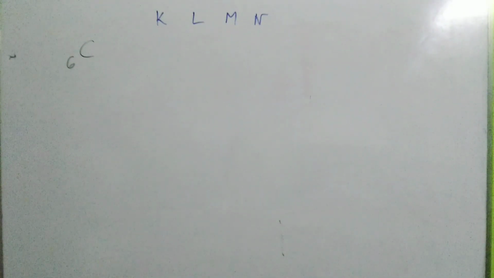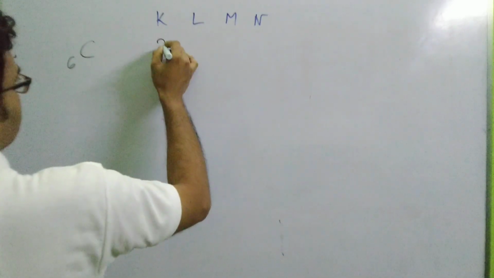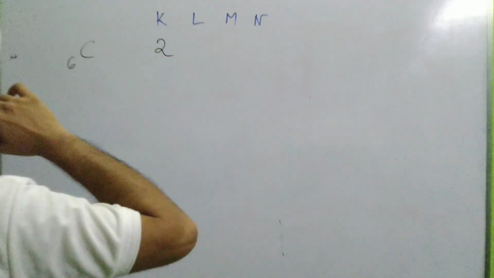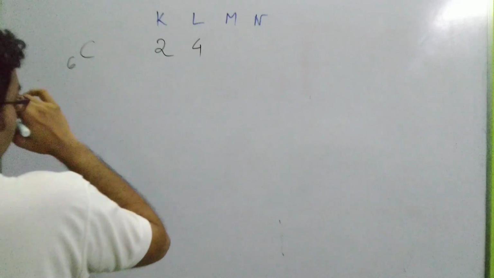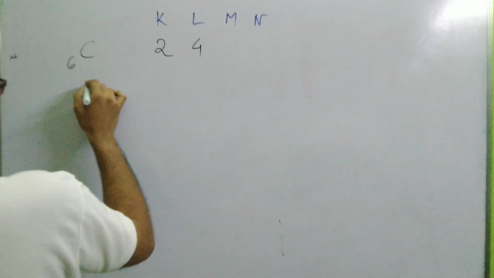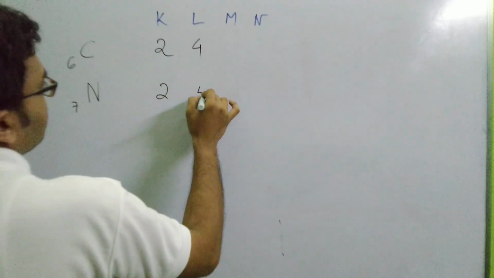Now carbon has 6 electrons, as you can see. If I consider the 6 electrons, how will they be distributed? First 2 electrons will be present in the K shell, then the next 4 electrons will be in the L shell: 2, 4. Then after carbon it's nitrogen. Nitrogen is atomic number 7, so it will be 2 and then 5.